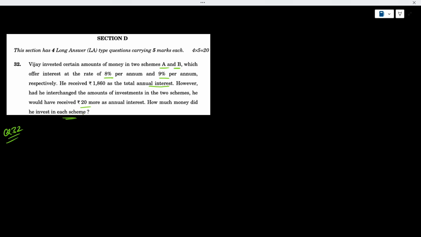That means investment means it's going to be principal. So you should know here simple interest formula. What is the simple interest formula? If I write down here P into R into T, because annual interest means here time is fixed, which is 1 year, right?